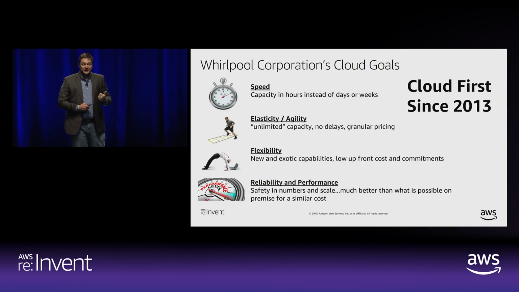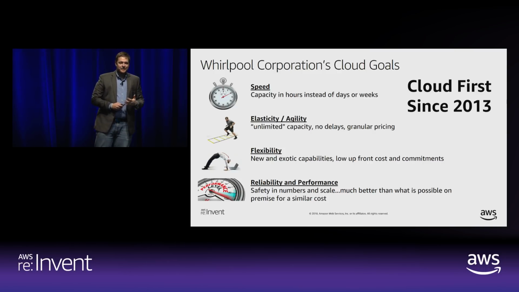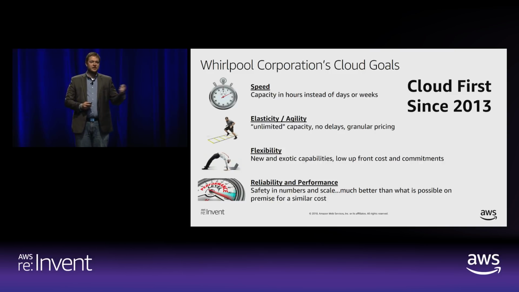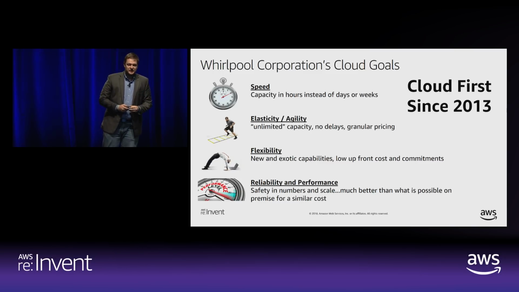But we also wanted elasticity and flexibility, and what we meant by that was the idea of this capacity on tap. I don't ever have to worry about running out of memory, running out of storage, and I can deploy new esoteric types of hardware without having to do a lot of upfront development, R&D, and expenditure to get those capabilities in an on-premise data center.